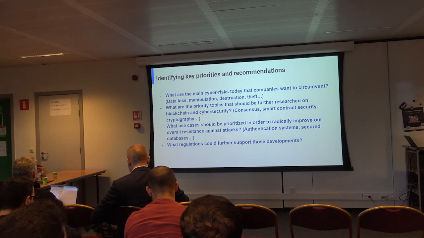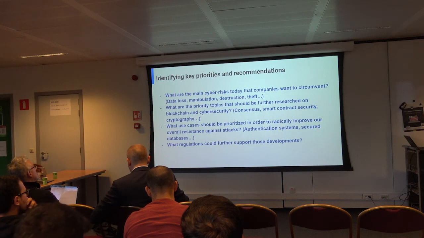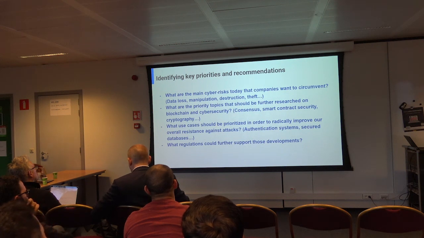So if we had to highlight some priorities and some key aspects out of everything that we mentioned before, first of all, what are the main cyber risks today that companies want to circumvent? So this is the first aspect. Is it phishing? Is it something else? What is the most important? What are the 2-3 elements that are the most important? I'm going to stop here and we can answer the other questions afterwards.